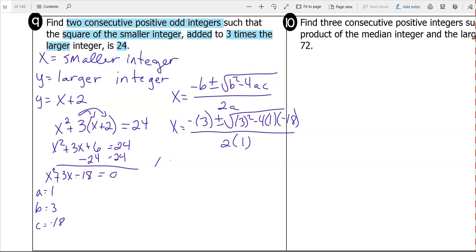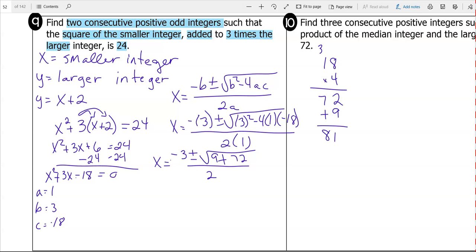And we're going to simplify further. X equals negative 3 plus or minus the square root of 9. And again, we have a minus and a minus, so it's going to end up being positive. So 18 times 4: 8 times 4 is 32, carry the 3, 4 times 1 is 4 plus 3 is 7, so 72, all of that over 2. And we're going to add 9 to 72. That gives me 81. So we have x equals negative 3 plus or minus the square root of 81 over 2. And so x equals negative 3 plus or minus 9 over 2.